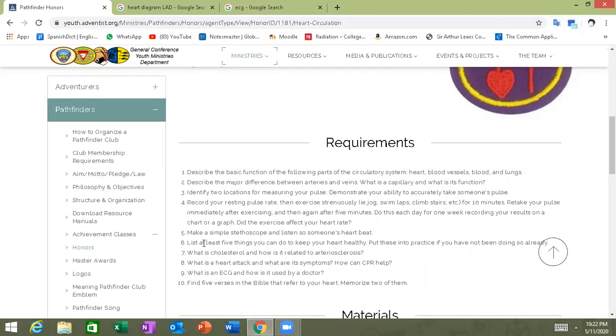Okay. These 5 things you can do to keep your heart healthy, and put these things into practice if you have not been doing so already. 5 healthy things to do for your heart. Of course, you want to watch your diet. You don't want too much cholesterol.